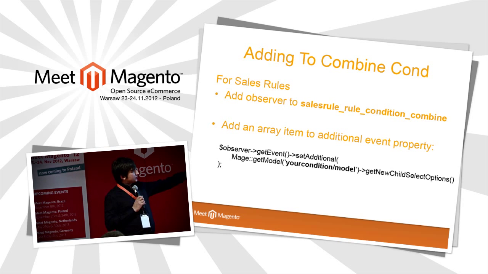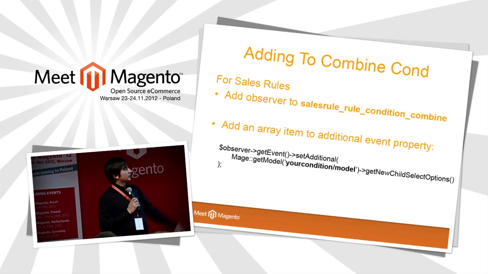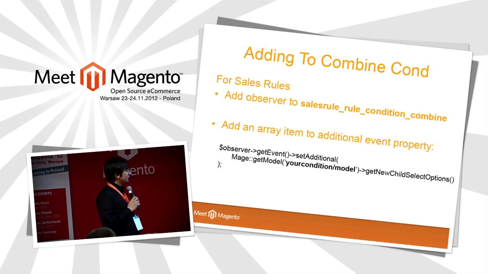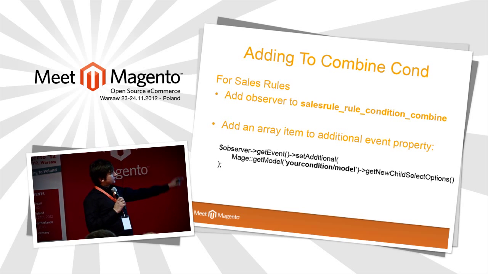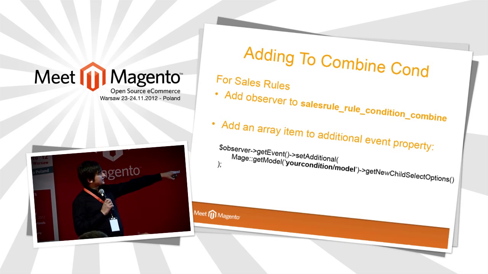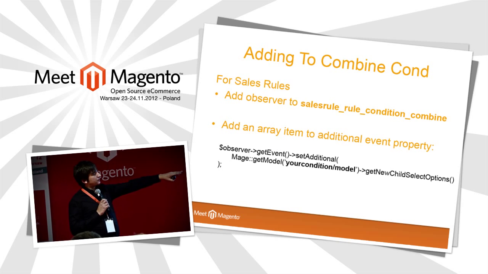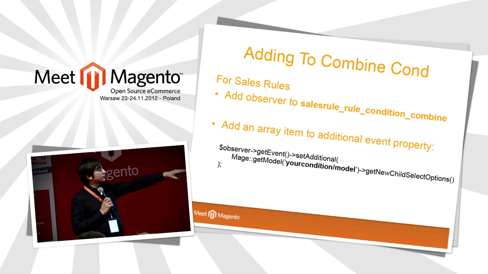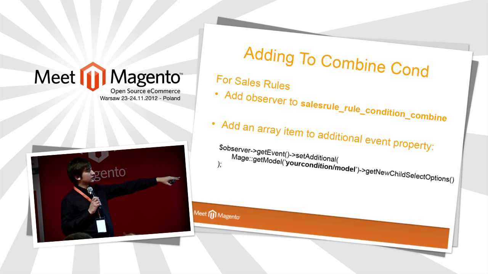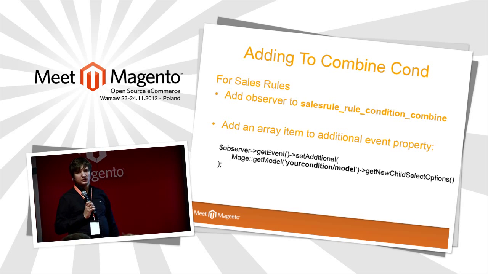So you get the event, and you set the additional data key in this event, and in this data key you just pass the result of getNewChild select options from your newly created model rule, your newly created condition. So in your condition model, it's just the name of the model that you created based on the class that I showed you before.